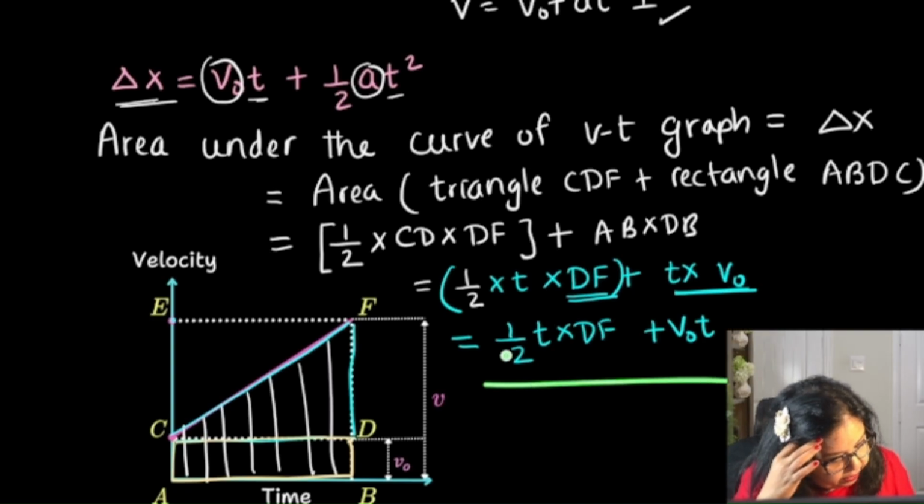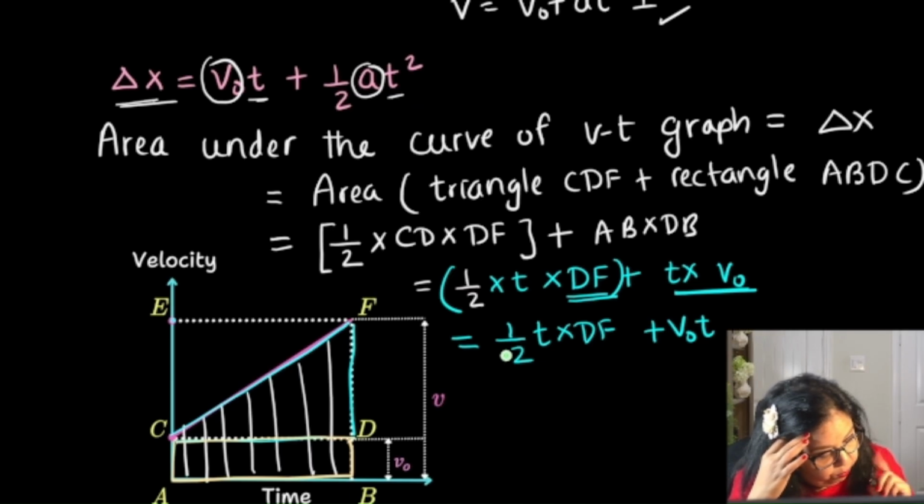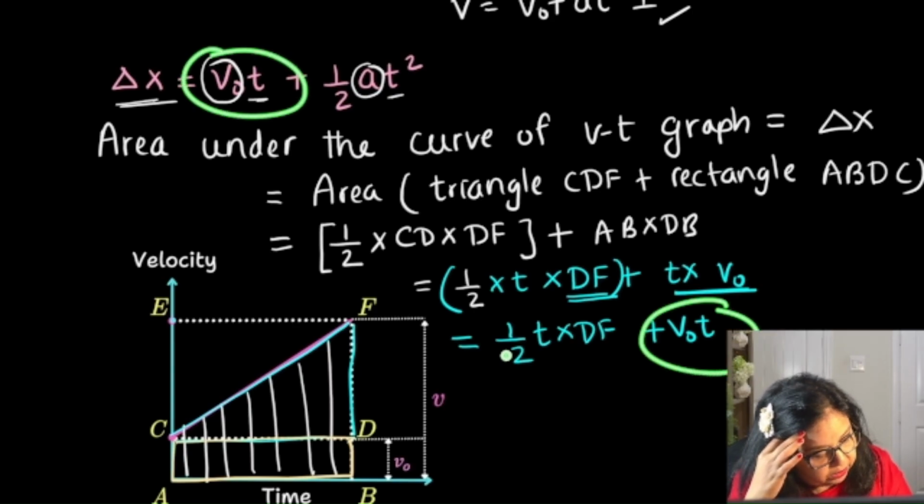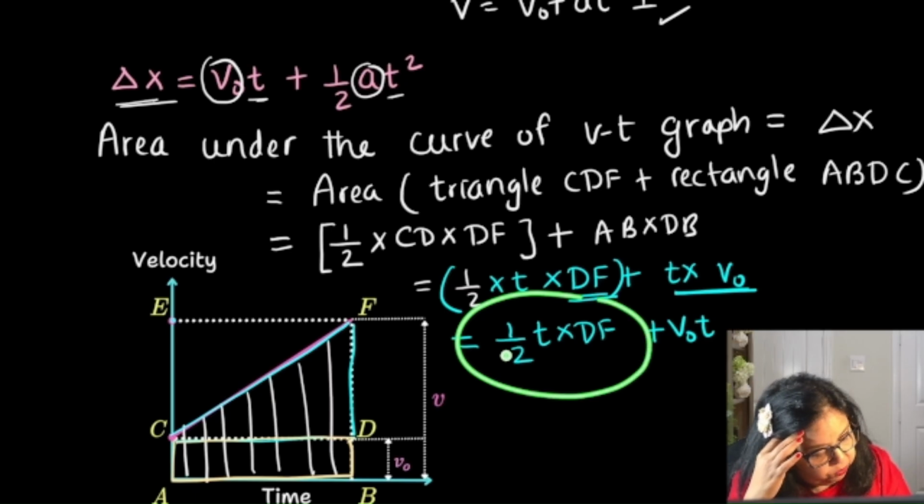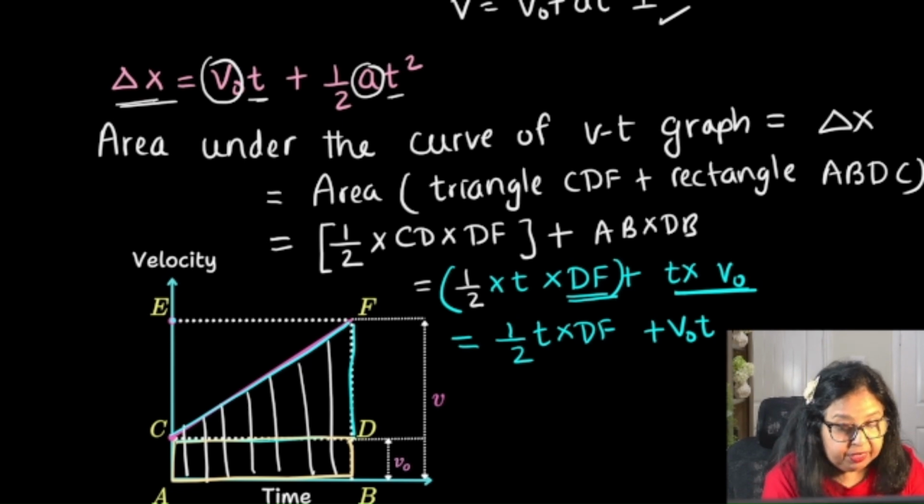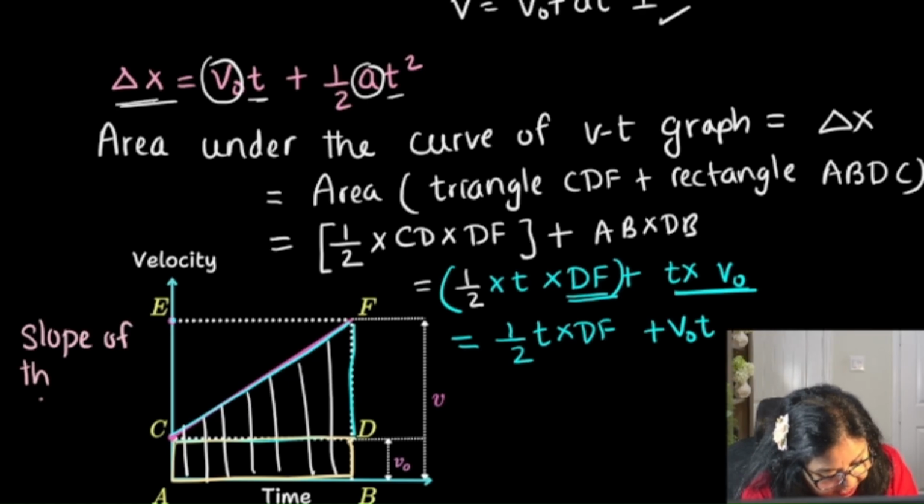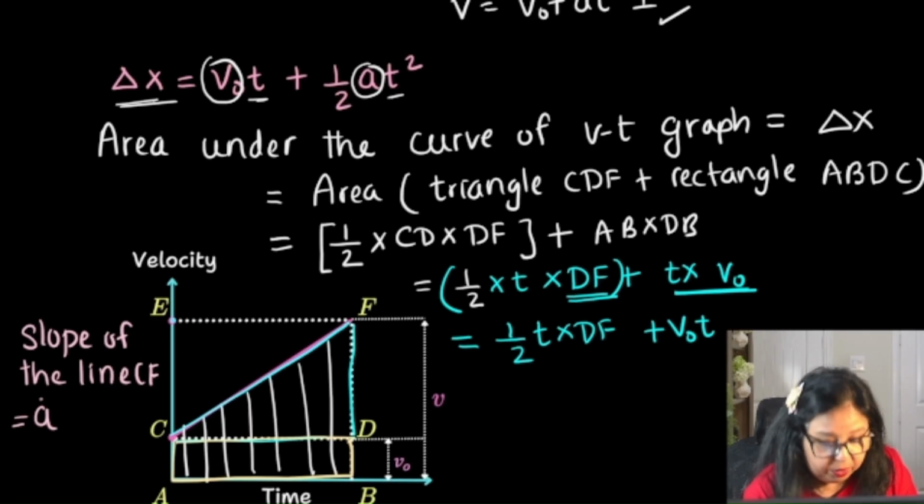Let's compare this equation with the right hand side of delta x. And when we do that, we see that V naught t equals V naught t. So that means 1/2 t DF should be equal to 1/2 at squared. That means DF should be equal to at. Now how do we make DF equal to at? Very easy. How? The slope of the line CF. What is that equal to? The acceleration, that's the slope, and it's going to be equal to FD over CD.